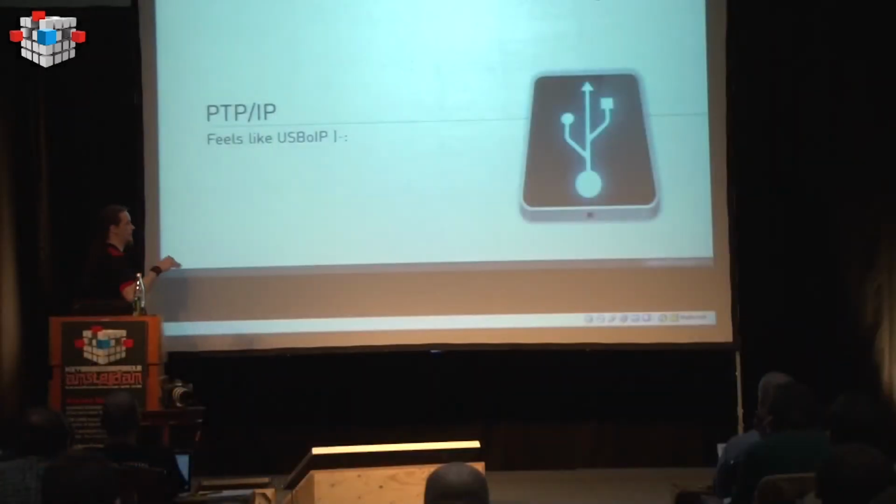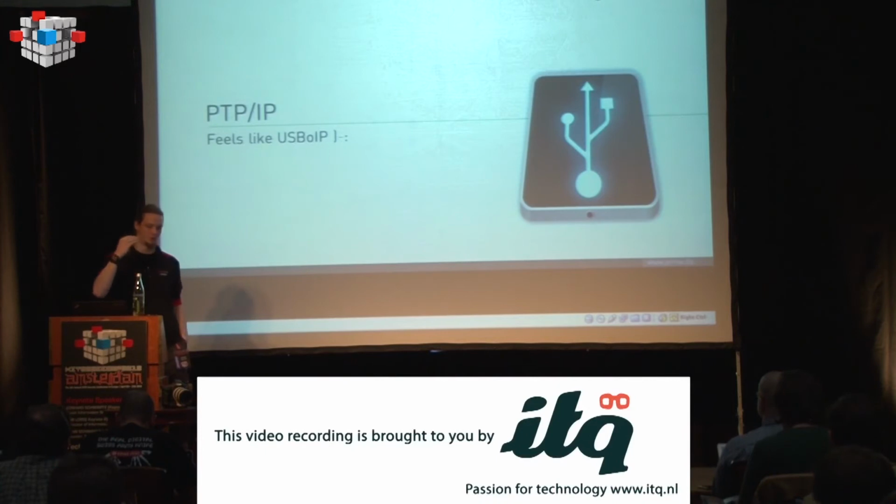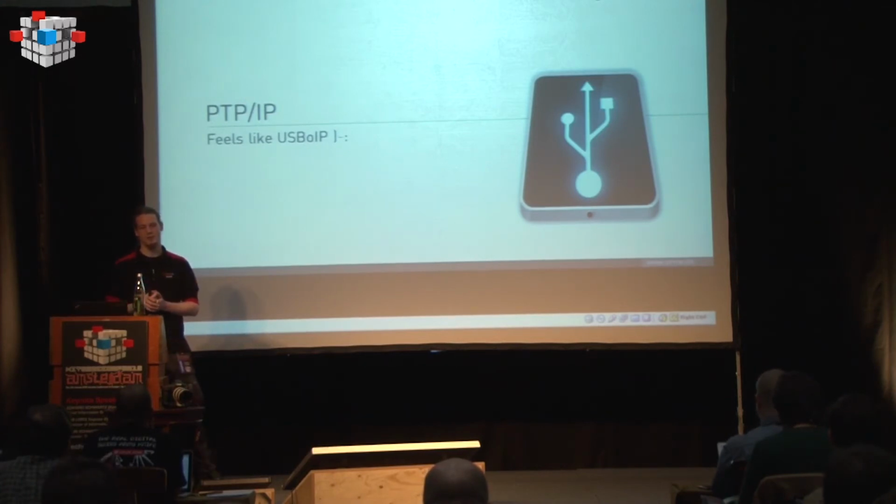OK, let's dig a little bit deeper into this magic protocol, the PTP IP, which somewhat feels like USB over IP, because it's just the original Picture Transfer Protocol, which was designed for use on USB. But in this case, it's just used over TCP. So you get all some nice little small TCP packages, because packages on the USB bus don't get that big a maximum size. So you will have no problem with TCP in this case.